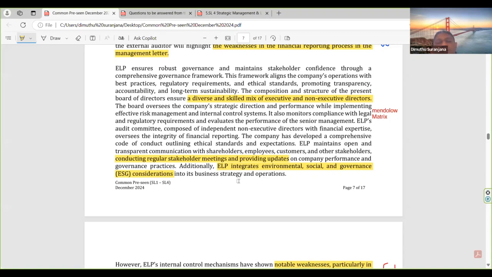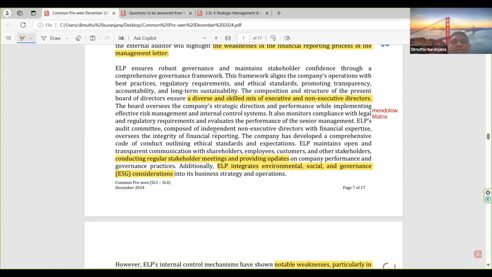The company has developed a comprehensive code of conduct outlining ethical standards and expectations. So ELP maintain open and transparent communication with shareholders, employees, customers, and other stakeholders. Conduct regular stakeholder meeting and providing update on company performance and governance practices. Additionally, ELP integrate environmental, social, and governance considerations, ESG, into its business strategy and operations.